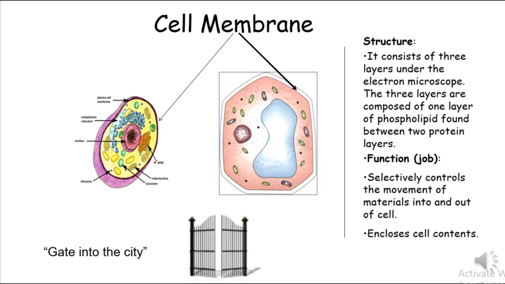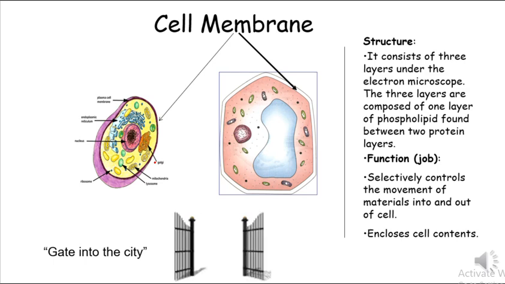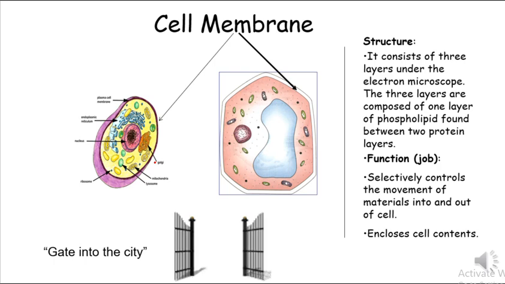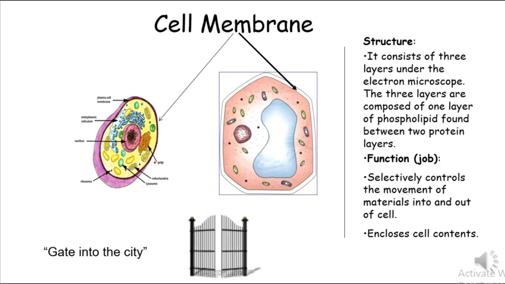Let's start with the cell membrane. The cell membrane, in this case, is the outermost structure of the cell, and that is the animal cell. In the animal cell, it is the outermost structure.